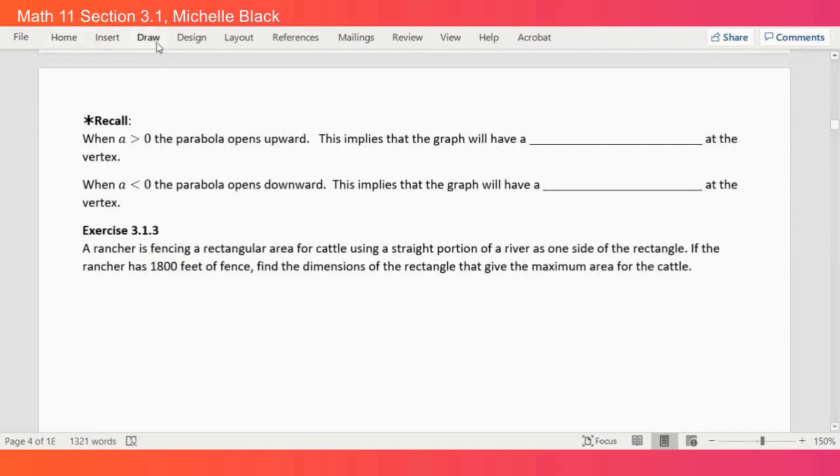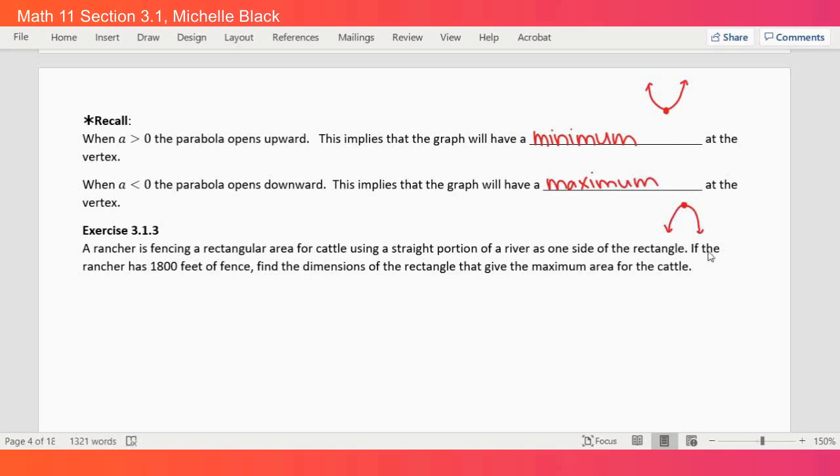So recall, when a is greater than 0, the parabola opens upward. This implies that the graph will have a minimum. Again, if your graph opens upward, then your vertex down here is going to be the minimum of your graph. If the parabola opens downward, the graph will have a maximum at the vertex. Right? So if I open downward, my vertex up here is going to be the maximum, or the highest point on my graph.